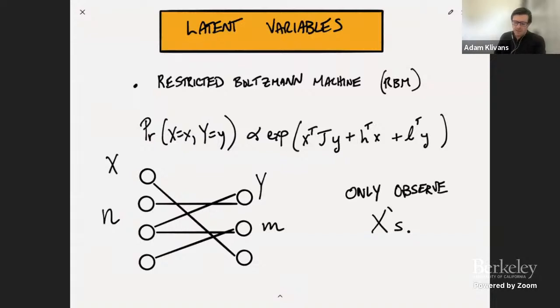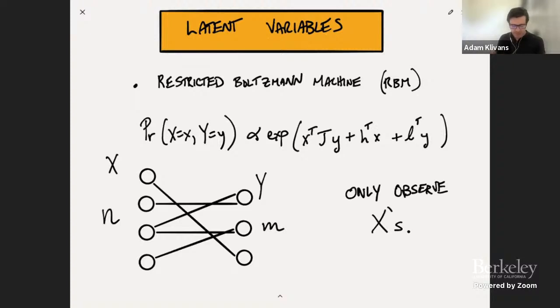Okay, so let me define an undirected graphical model with latent variables, probably the simplest model that you could think of. This is something called a restricted Boltzmann machine, or RBM. And I like to think of it as just a bipartite graph. The X variables on the left-hand side are your observed variables. And the variables on the right-hand side are your latent or unobserved variables, Y.